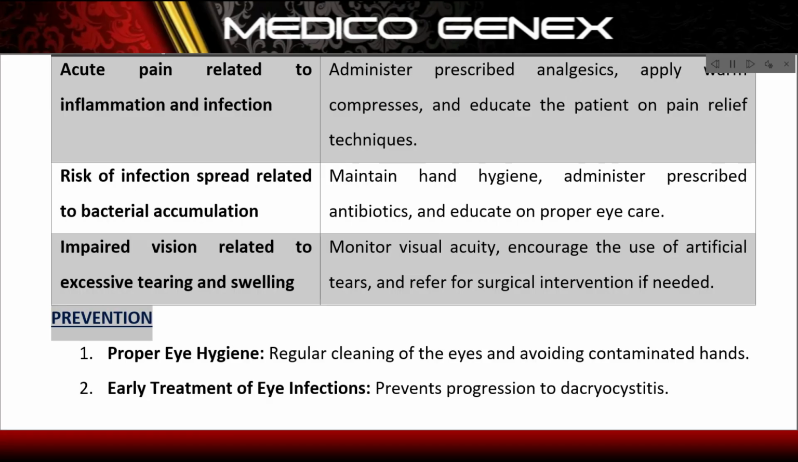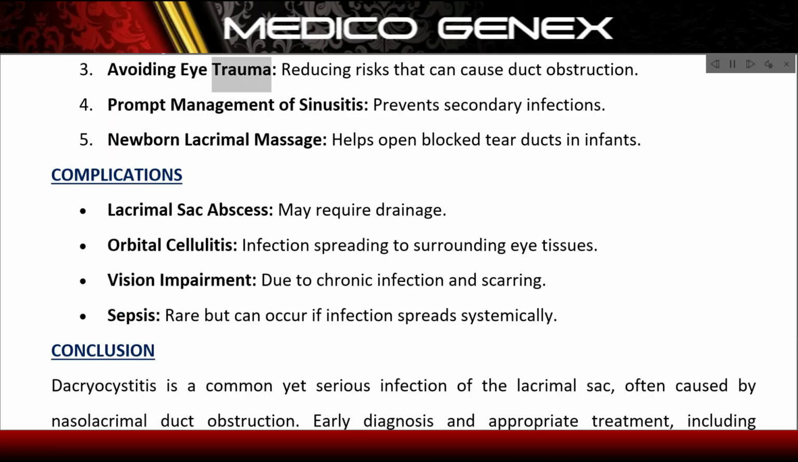Prevention. Proper eye hygiene, regular cleaning of the eyes and avoiding contaminated hands. Early treatment of eye infections prevents progression to dacryocystitis. Avoiding eye trauma, reducing risks that can cause duct obstruction. Prompt management of sinusitis prevents secondary infections. Newborn lacrimal massage helps open blocked tear ducts in infants.